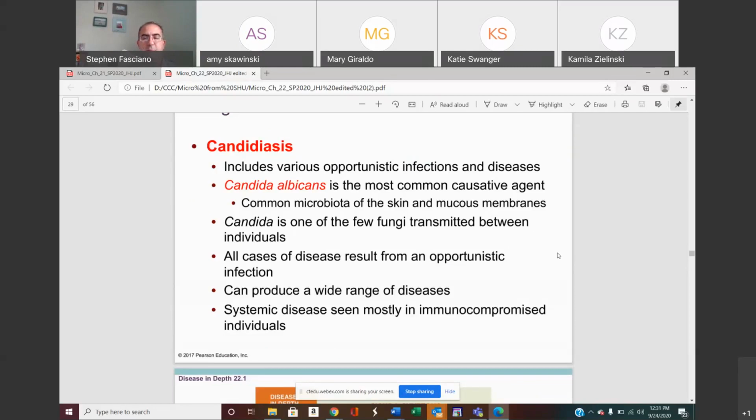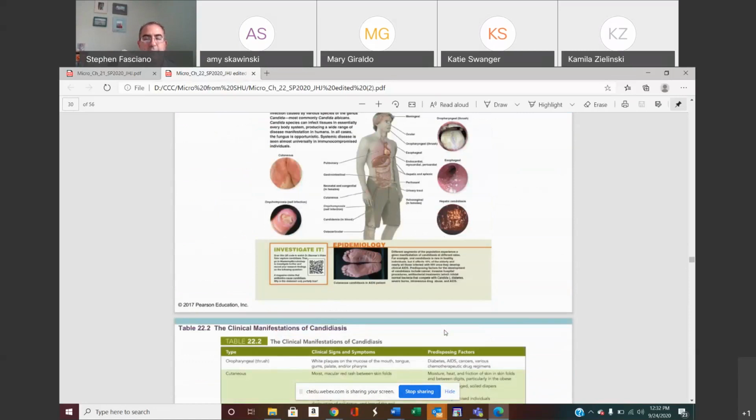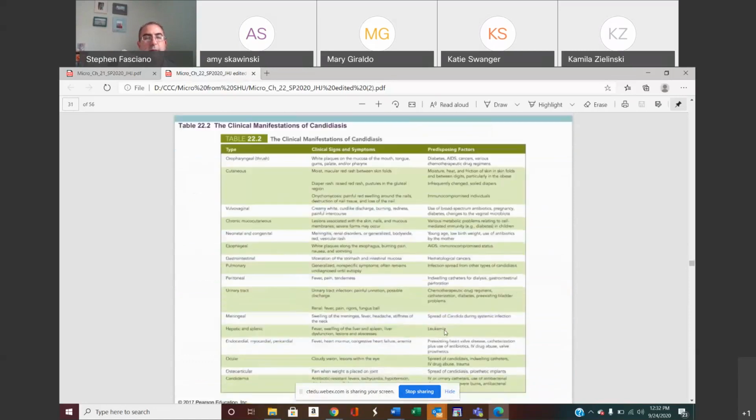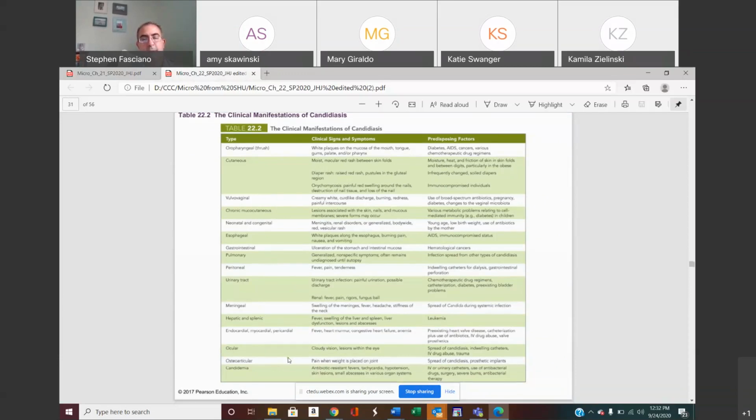All cases of the disease result from an opportunistic infection, and it can produce a wide range of diseases. And so there are several pages on candidiasis, right? And you can see it's what causes thrush, which is really common in infants. It causes skin rashes. It causes yeast infections that women get, right? This is all caused by the same fungus. Urinary tract infections. It's actually a really common infection for ocular infections for eyes.